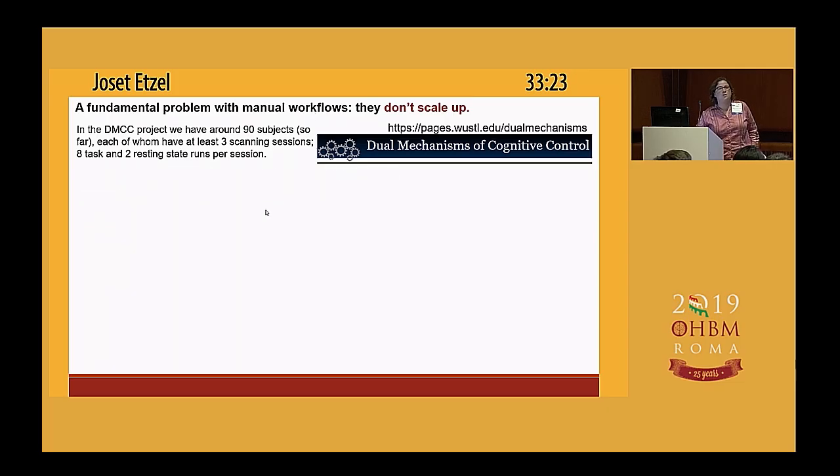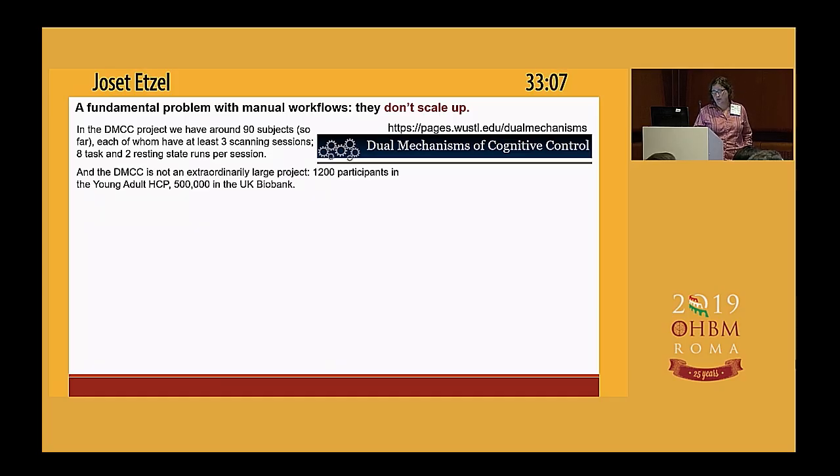Okay, so I'm going to be talking about this data set that I've been involved with for a few years now. We're currently at 90 subjects, but each of the subjects has multiple scanning sessions and all of that. It's a lot of data compared to what we used to work with, and this really isn't a big data set. The UK Biobank is aiming for 500,000.